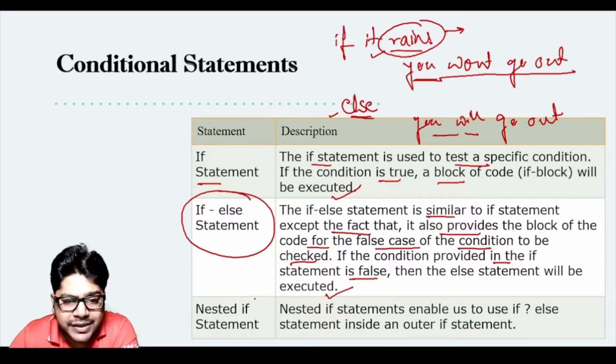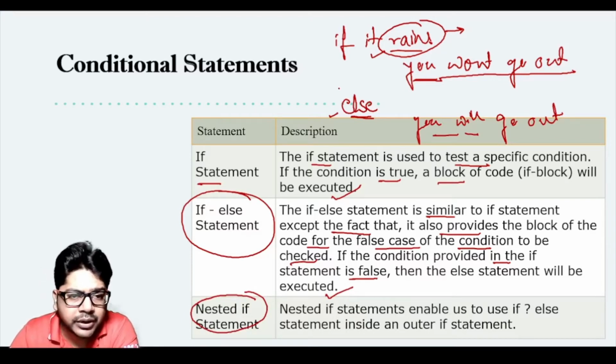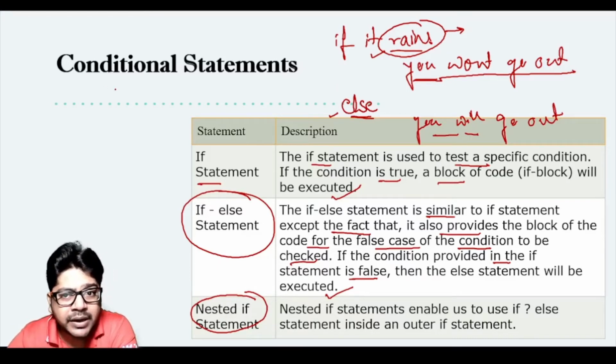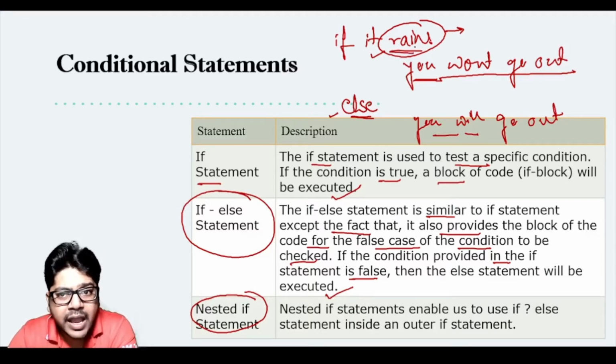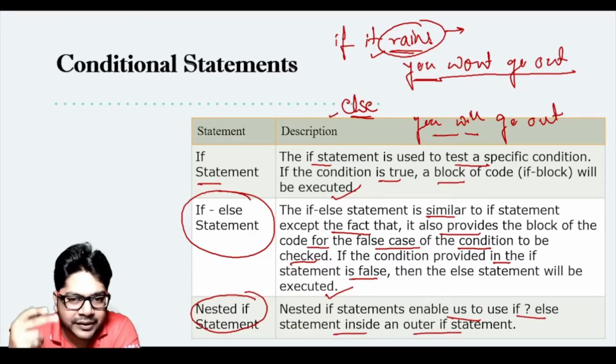And then we have nested if. Now this word nested is going to come many times. It is going to come in if statements, in loops, in functions. So many a time this word is going to come. Now what happens over here is that in a nested if statement, there is an if statement inside the if statement, right? Like we can add one more thing over here: if it is raining, and if it is cold, then you will wear a sweater or something like that. We can add multiple conditions. So the nested if statement enables us to use an if else statement inside an outer if statement. Okay, there is an if inside the if.